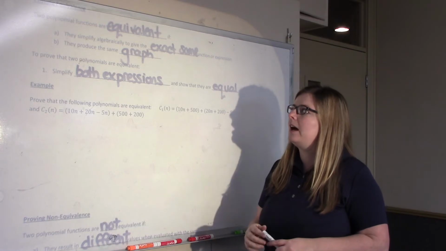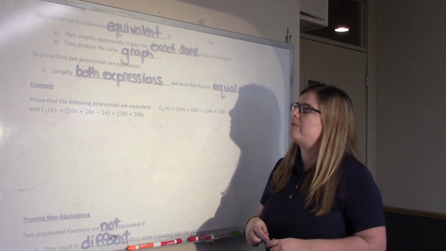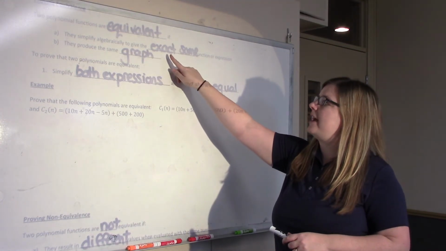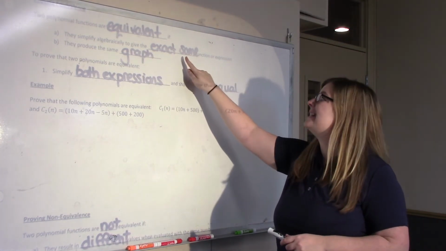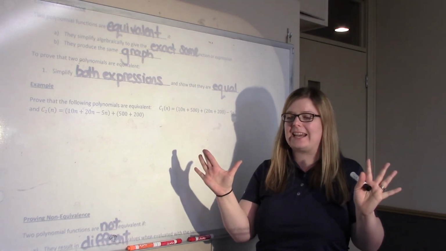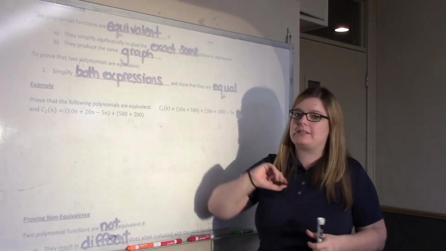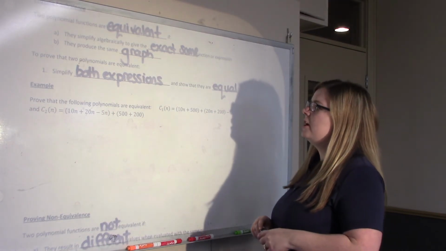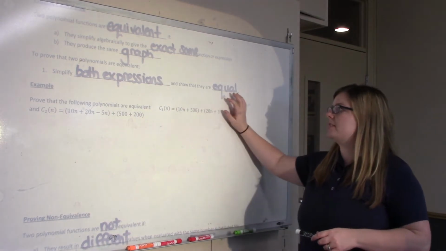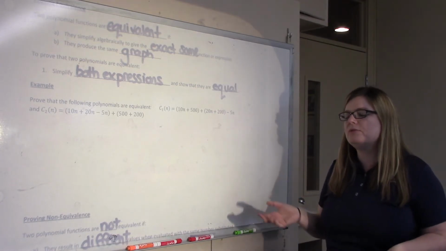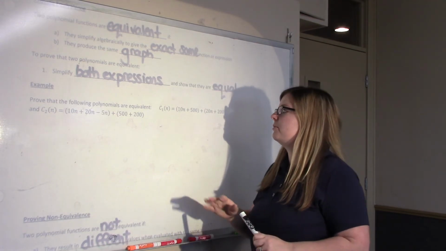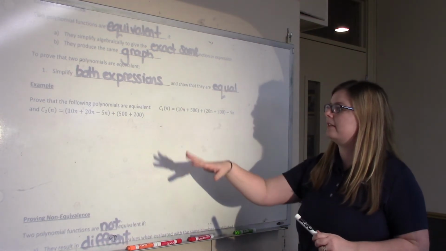Okay, so here we go with our proving equivalence. So two polynomials are equivalent if they simplify algebraically to give the exact same function or expression, so you can make those equations look the exact same, or if you graph them, they produce the same graph. To prove two polynomial expressions are equivalent, you need to simplify both expressions and show they're equal. So I'll just do one simple example for this. Prove these two polynomials are equivalent. So this long one and that long one.